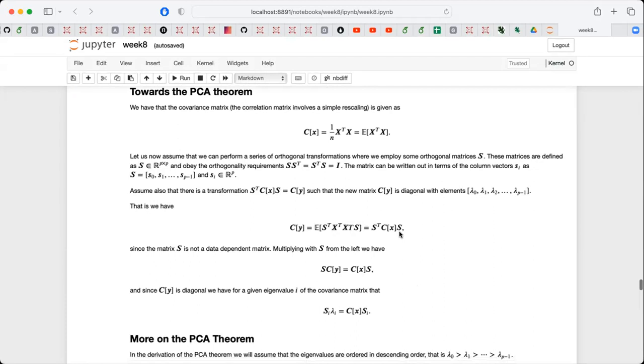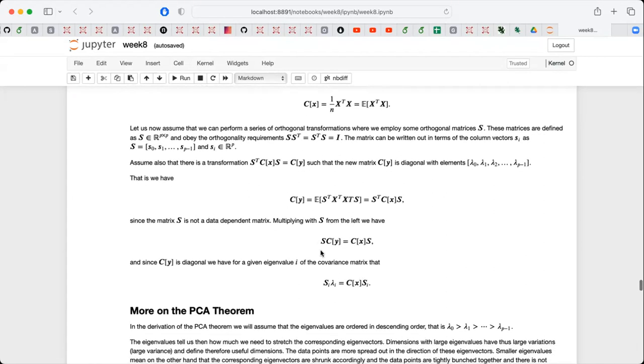And if I multiply with S from the left, then what I'm getting is that S times this matrix C of Y is given by C of X times S. Now, this matrix here, when we perform the diagonal transformation, what we have assumed is that this matrix C of Y is diagonal. So we have performed a transformation which diagonalizes this matrix. So C of Y simply contains the eigenvalues. So it's a diagonal matrix.